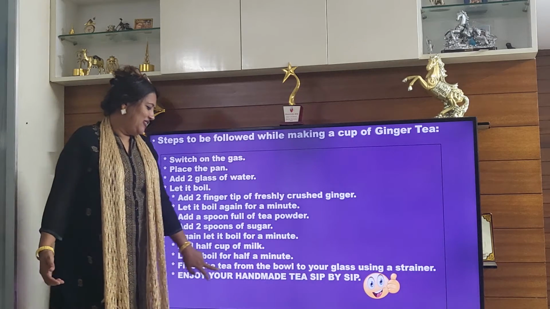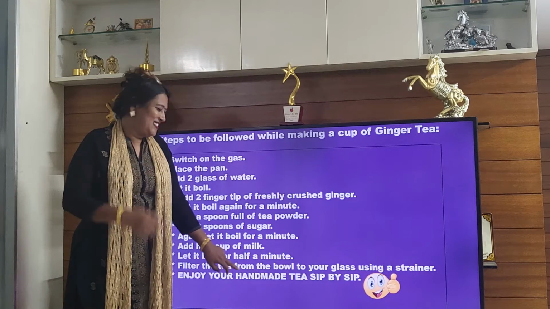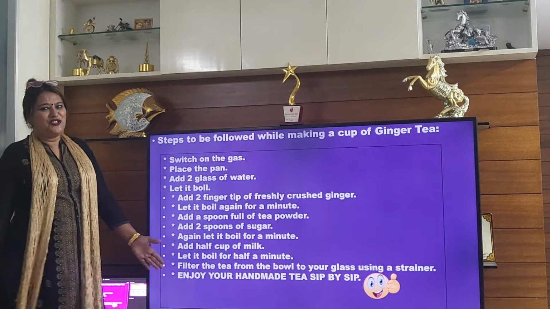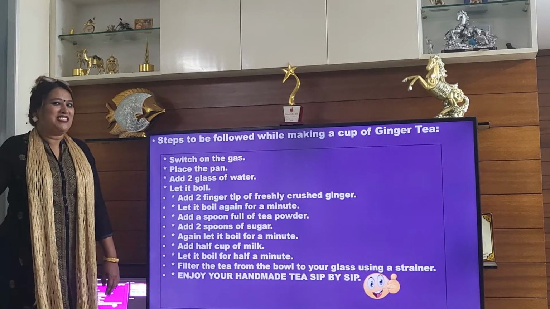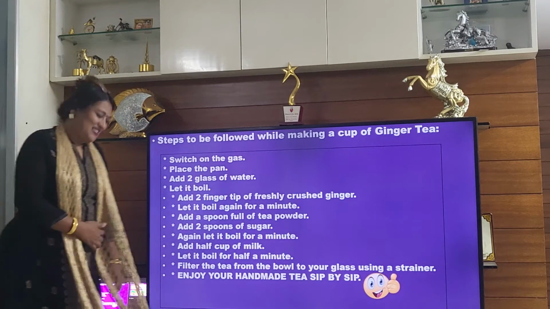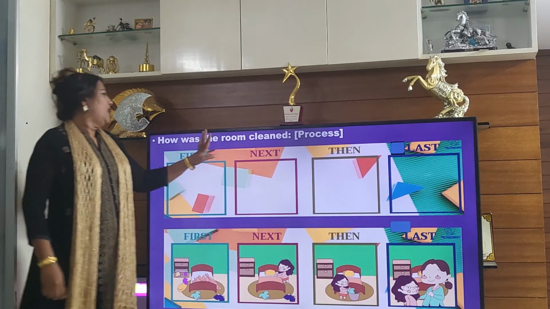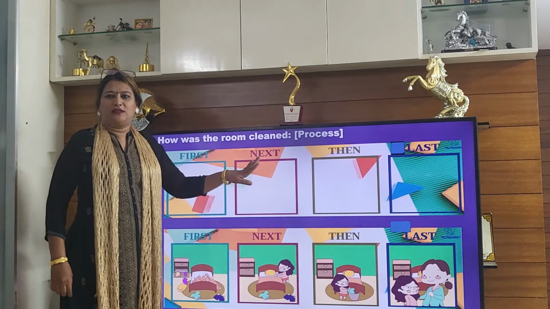And then filter the tea from the bowl into your favorite glass. And then it's time to enjoy sip by sip. Right? Trust me, it's a very nice tea. You'll get refreshed.